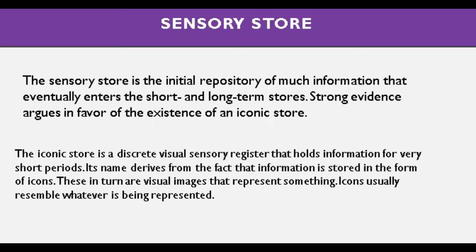In sensory store, we also have iconic store. Okay, under sensory store. The iconic store is a discrete visual sensory register that holds information for very short periods. Its name derives from the fact that information is stored in the form of icons. These, in turn, are visual images that represent something, or icons usually resemble whatever is being represented. Okay, so an example for iconic store is an image.